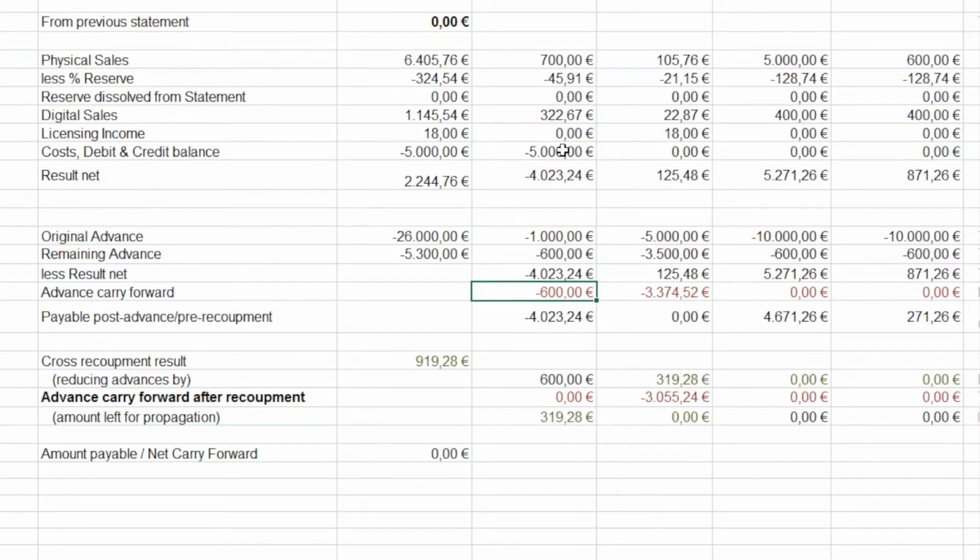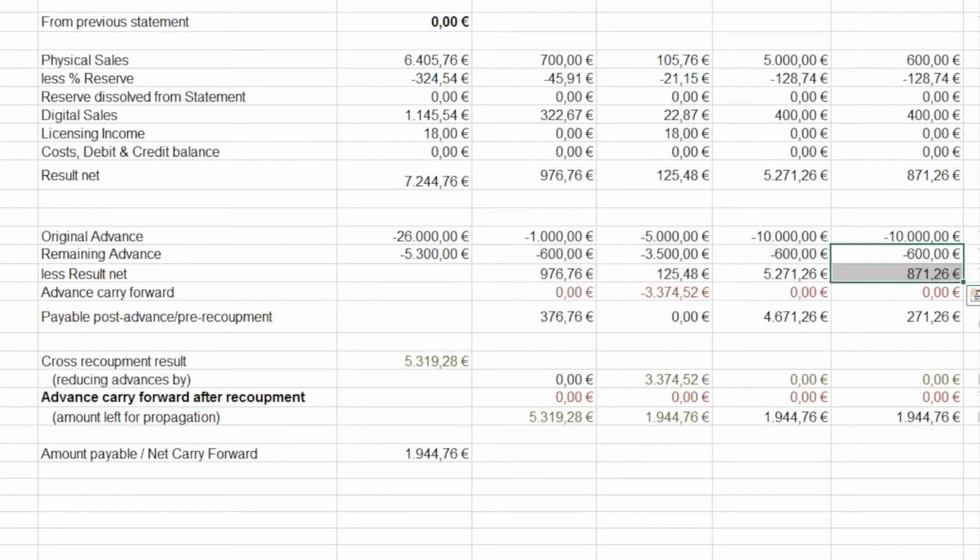A positive result which is smaller than the remaining advance, a positive result which is bigger than the remaining advance, which we have here, or a negative result because sales were lackluster or costs were very high. And this is all done on a per contract basis. These 2 are just the sums of the rows on the right for illustration: the total original advance of all group contracts and the total remaining advance of all group contracts.